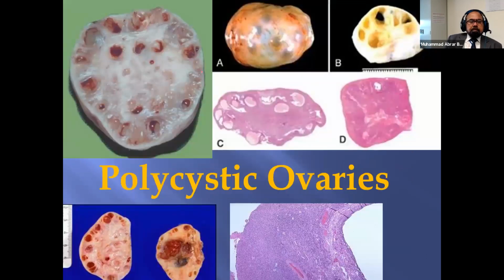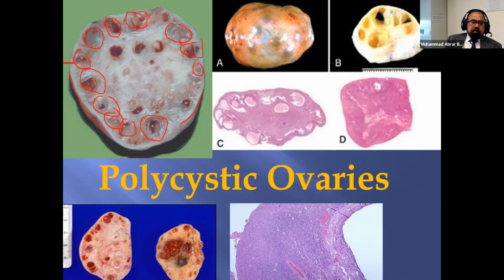If you see multiple pictures here, this is a gross picture of the ovary, in which you can see one cyst, two, three, four, five. These are different numbers of cysts present in the cortical area. So this is the cortex, and this inside is the medulla. In the cortical area, you can see multiple cysts of different sizes, and if you appreciate the outer area, it is thickened and fibrotic, and this is the reason why.